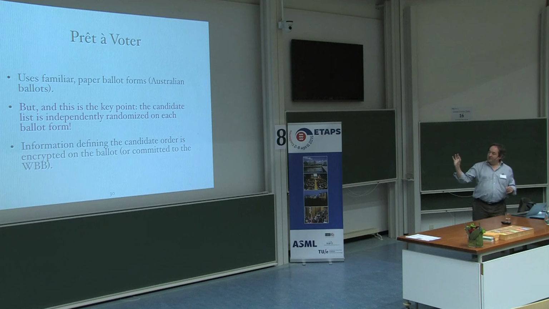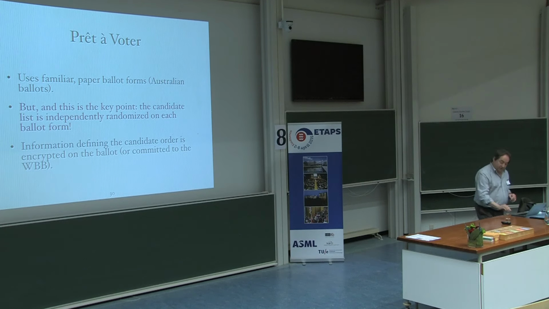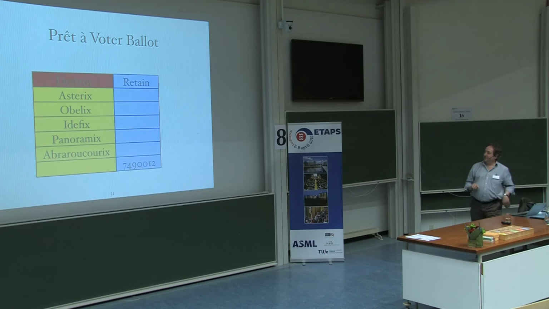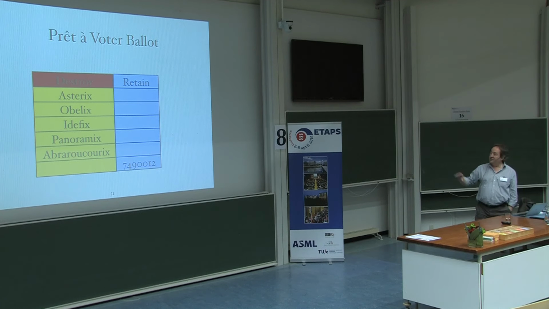And so the information defining the candidate order is encrypted and printed on the ballot form, or perhaps more likely committed to the web bulletin board with a pointer on the ballot form to it. So you get something a bit like this. And I always like to use asterisk characters just to show the French origins of the name. Okay, if the voter picked up another one, they would be sealed in envelopes for secrecy. You'd see typically a different order of the candidates down the left-hand side.